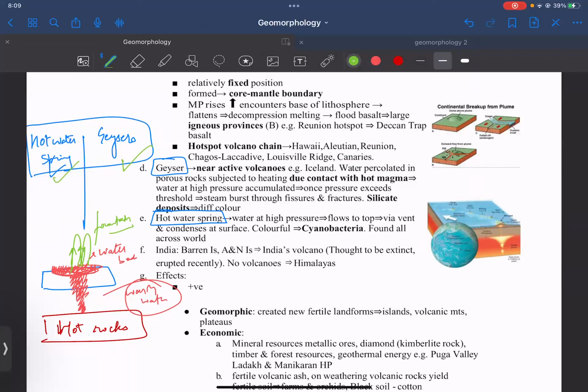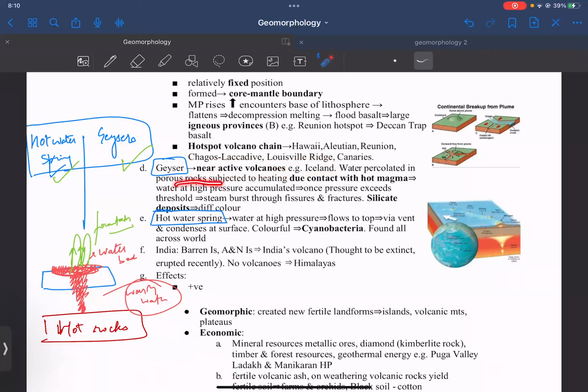In case of a hot water spring, you just have a warm water body pool. What is happening? Water is connected to some hot rock, which is providing continuous heat to that water body. That's why the water is hot. But in case of a geyser, what is happening? The temperature of water increases to such an extent that the water starts exploding. So it creates fountains. So that is geysers, in simple terms. So geysers form near active volcanoes. The best example, Iceland. Right?